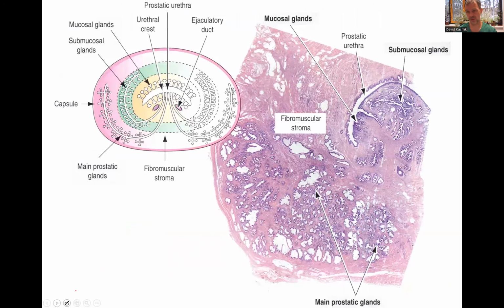So if we come here closer, we can see the different glands. We can see the glands which are very, very close. So they are the mucous glands in the periurethral zone. Then we can see the submucous glands in the central and transient zone. And we can see the main, so the principal glands in the peripheral zone, and on the surface is the capsule, and the space between is formed by fibromuscular stroma.